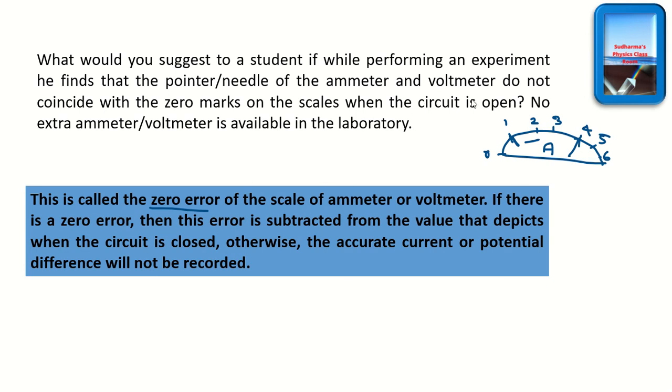So if we need an accurate value, we have to make sure it starts from 0. In many devices, we can see it is not coinciding with 0. Then we can do the error calculation. That means subtract that initial value, from before the beginning of the experiment, from the actual reading, so that you will get the correct value.